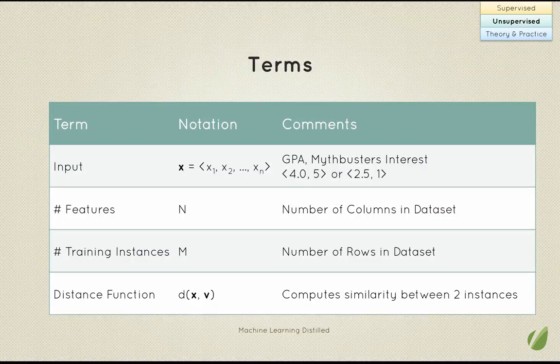These are the terms that we'll be using in this lesson. First, our input vector, x, will be of n dimensions. Our features, there'll be n total features, which is the number of columns in the data set. We'll have m training instances, and the distance function we can abbreviate in this way, the distance between two vectors x and v. This computes the similarity or distance between the two instances.